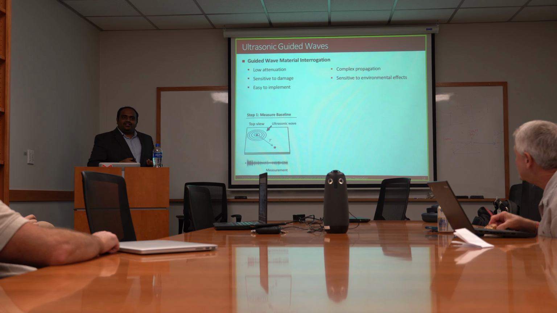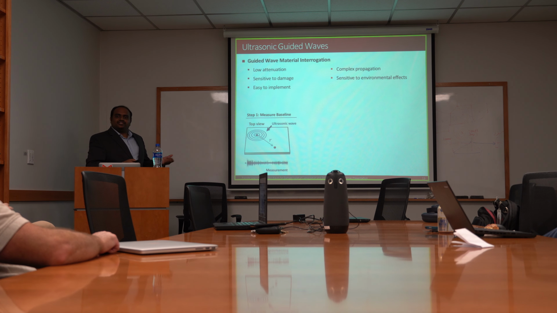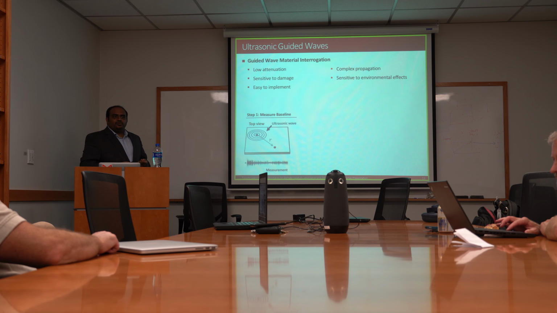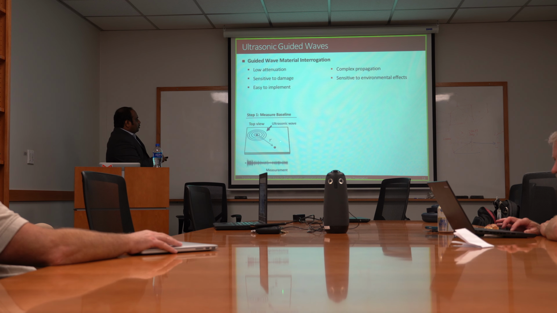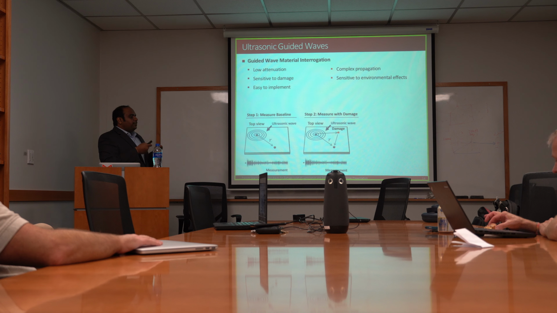So how do we detect defects and damages on these small structures or these complex structures? First, we measure a baseline when we are sure that there is no damage to it. And this is how our general guided wave will look like, measured at a distance of r, at any receiver. And then we measure the current measurements.